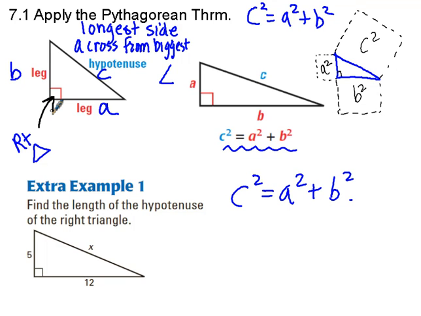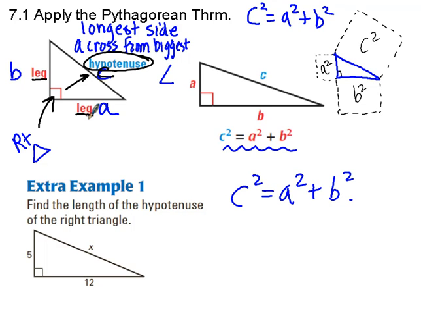We have a labeling convention. C is the side opposite the right angle, and it is known as the hypotenuse. I like to call it the hippopotamus to try and get you to remember it. But anyways, it's the hypotenuse. The other two are called legs, and for convenience we call them A and B. Some books will call them L1 and L2.